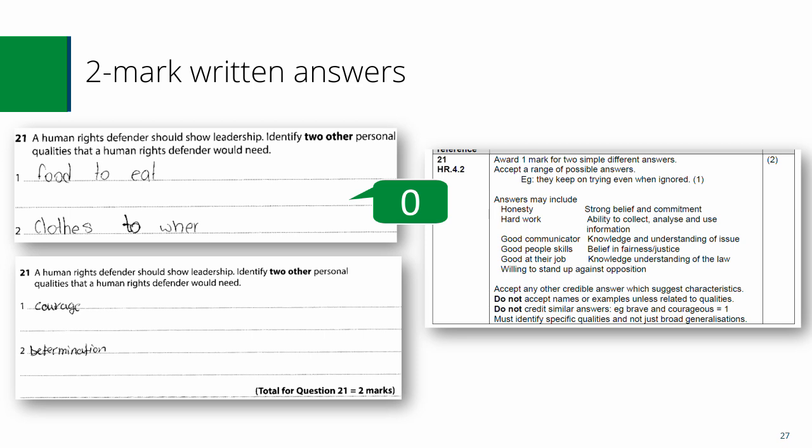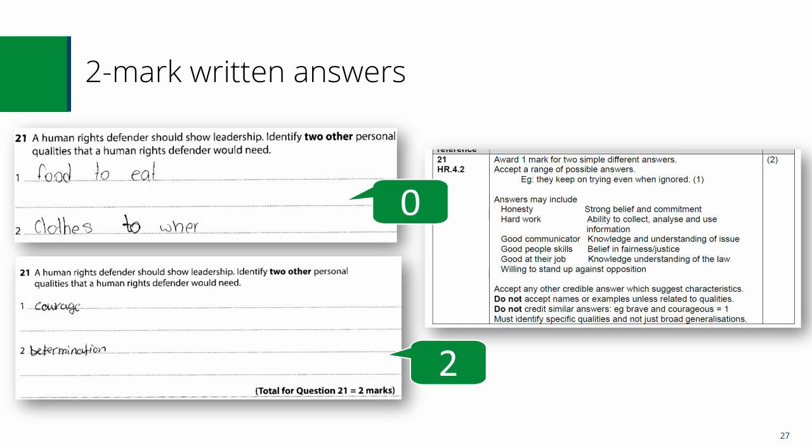This answer, I imagine you've spotted, didn't gain any credit. It's not well done at all. The idea that personal qualities would be food to eat and clothes to wear. Sadly, this student really hasn't got what this question is asking them about.